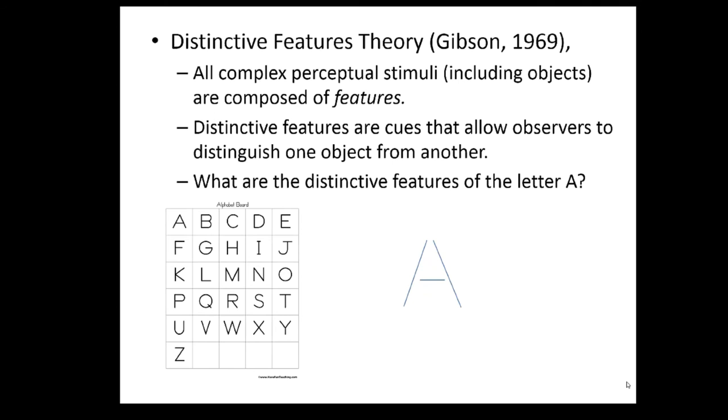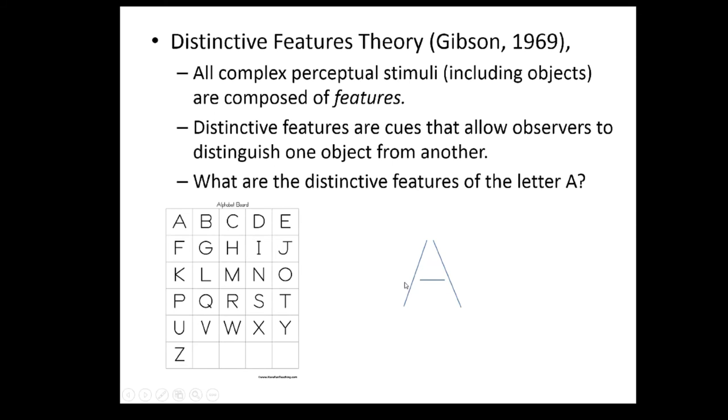So the features of a letter, for example, will include the shapes, the angles of the lines. Are there any curves in it? Which way are the lines facing? Which way are they leaning towards? Are they vertical? Are they horizontal? Are they diagonal? And so on.